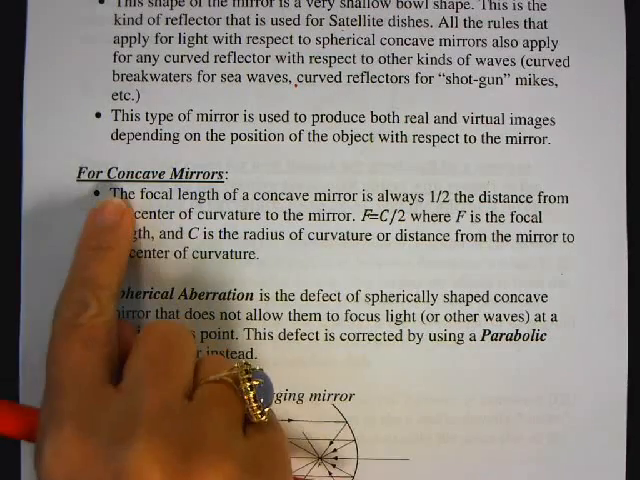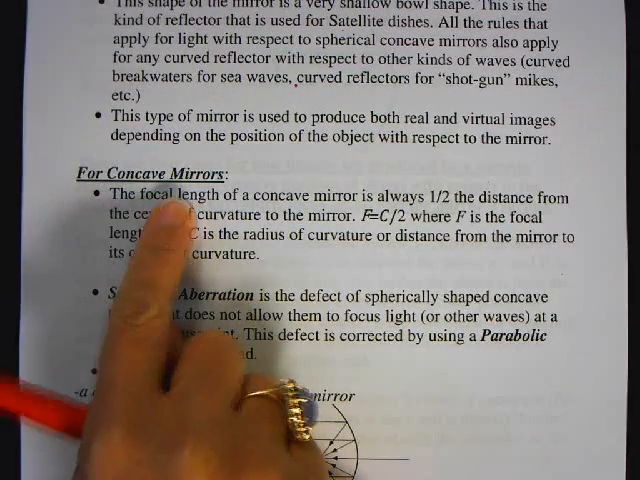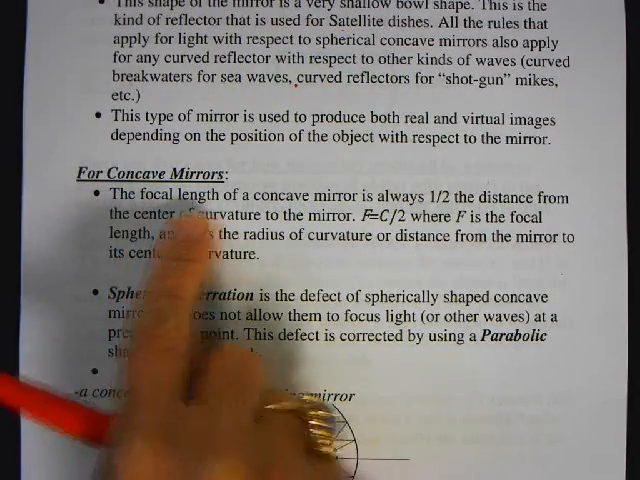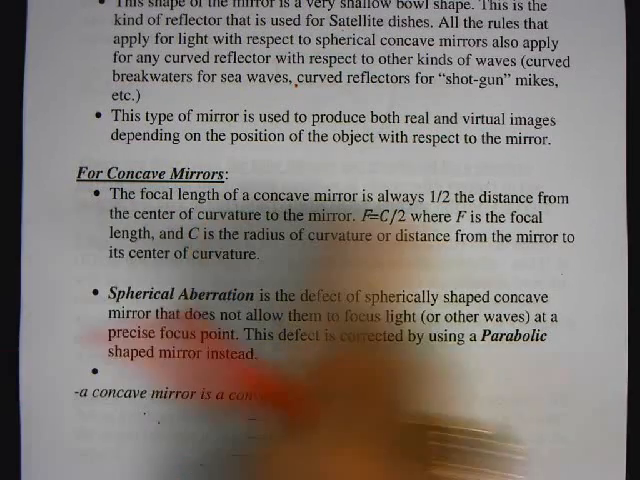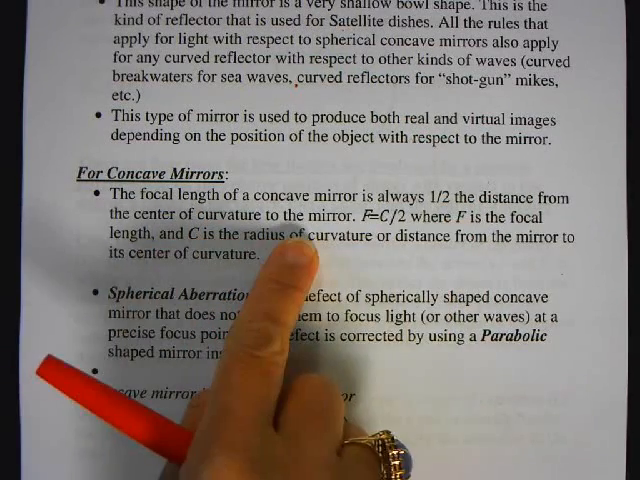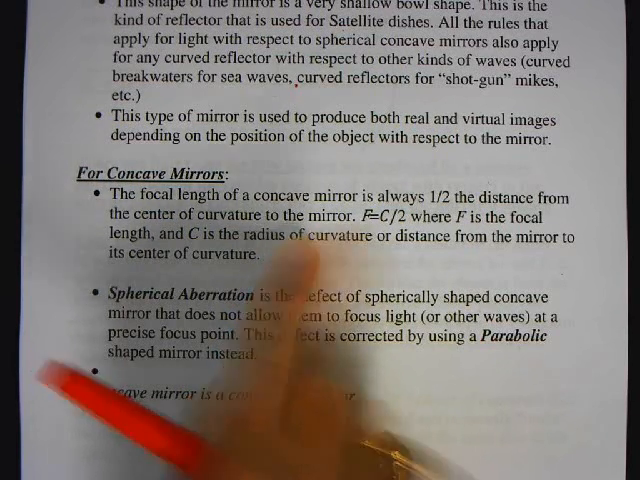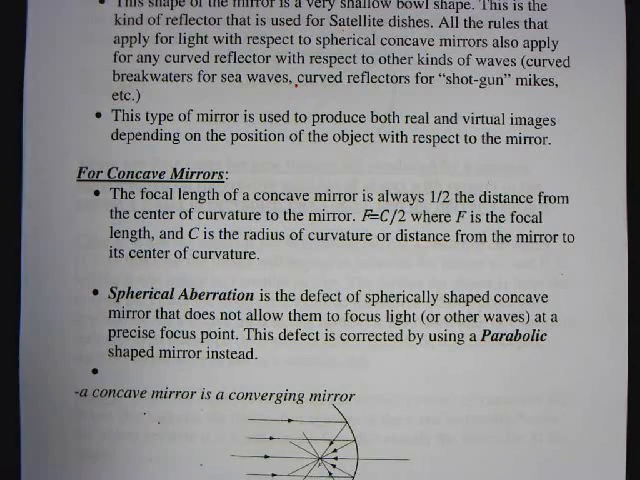So first of all, for all concave, we're going to see that something called the focal length is always half the distance from the center of curvature. And when we go over the homework, I'm going to draw a picture, and I'm going to show you what I mean by the center of curvature. Okay? Which actually just means if I was going to make it into a complete circle, where the center of the circle would be. But I'll show you graphically so you totally understand it.